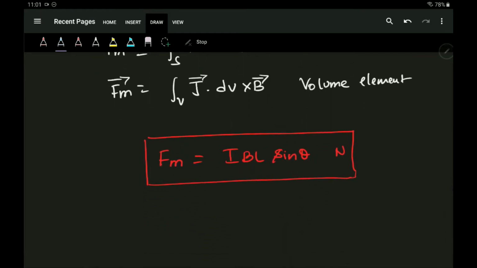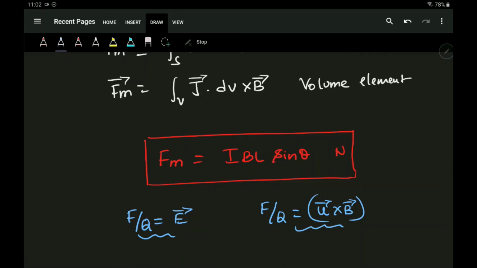As we saw in electrostatics, force per charge is nothing but electric field intensity. Here, I can relate force per charge to the cross product of velocity and the magnetic field intensity. So this is the relation between electrostatics and magnetostatics. Hope this concept is understood. This is the force experienced by different forms of current elements. We'll try to solve more problems some other time in a different section.